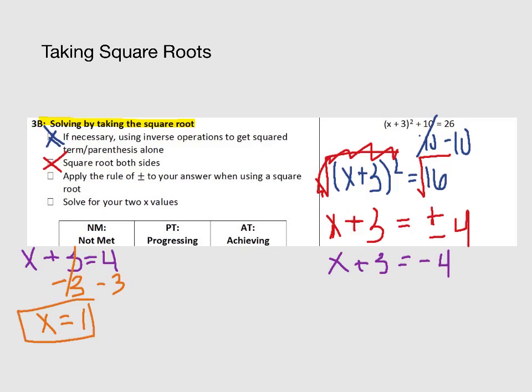Now we need to solve the other one. I'm going to minus 3 over here, minus 3. And now I have negative 4 minus 3, which is negative 7, which is my other x value. Make sure that you have this down on your tracking sheet or on a piece of notebook paper to reference when you go to your practice. We are going to do two other problems together.